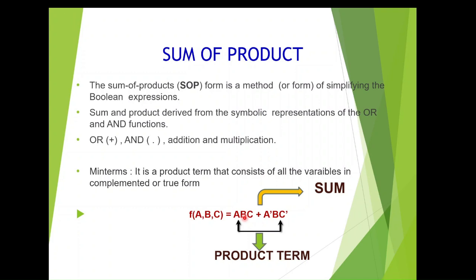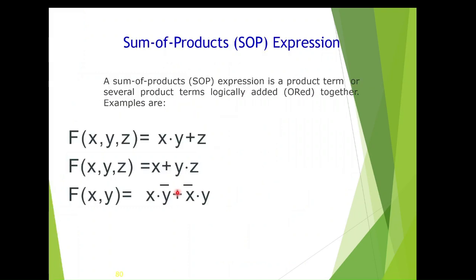In this term ABC, all the variables are in the uncomplemented form. If you take A dash B C dash, A and C dash are in the complemented form and B is in the true form. Again, this A dash B C dash also has all three variables. If all the variables are present, then that product term is called a min term. So a min term is a product term that consists of all the variables in complemented or true form.